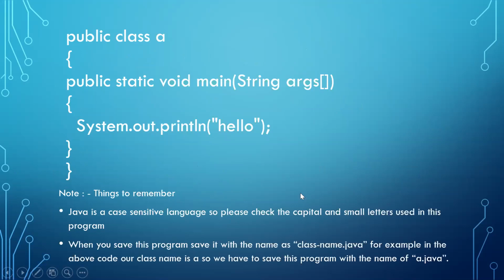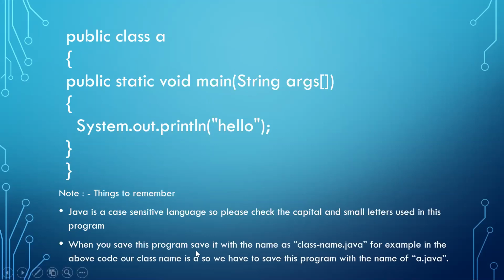For creation of the Java program, it is necessary that you remember some things. Java is a case sensitive language. So please check the capital and small letters used in this program. All are small letters, only the S in String is a capital letter. S in System.out.println is a capital, and the rest are all small letters. So you have to take care where the capital letters and where the small letters are. This you will know by your experience also.